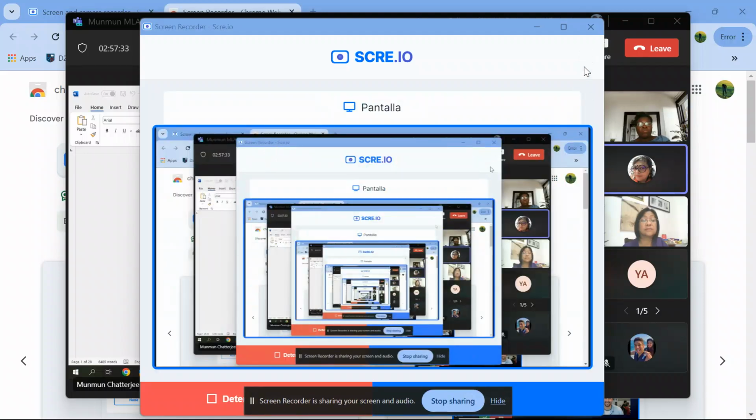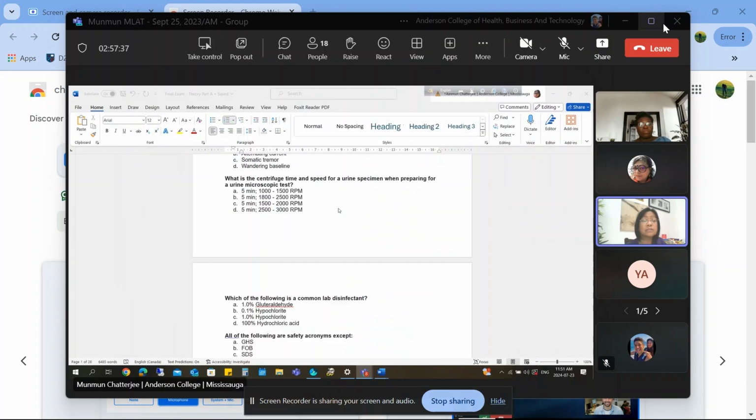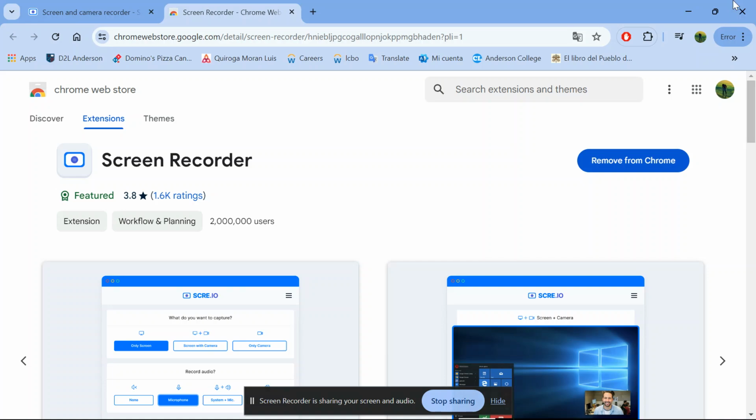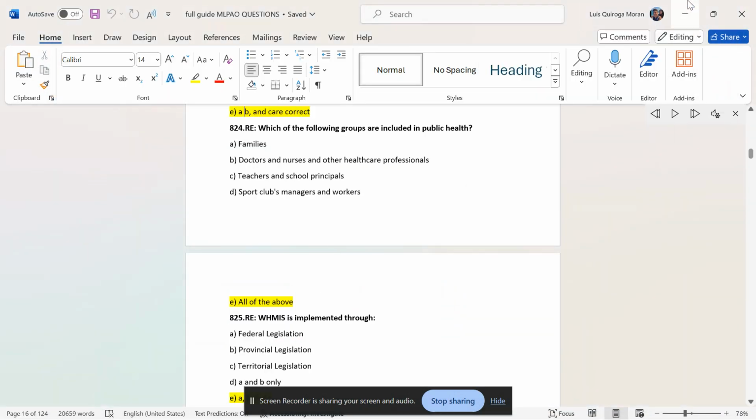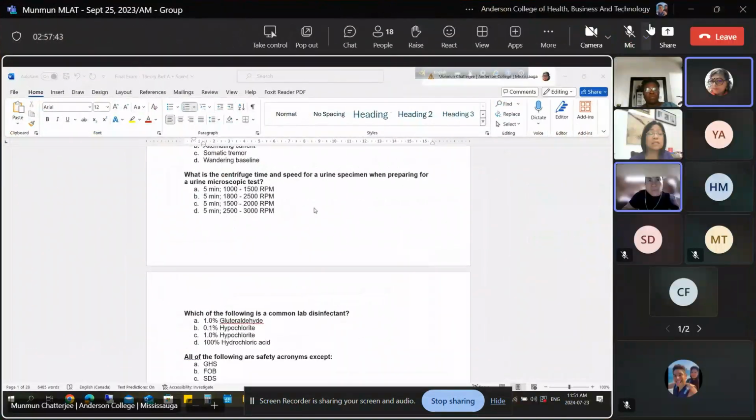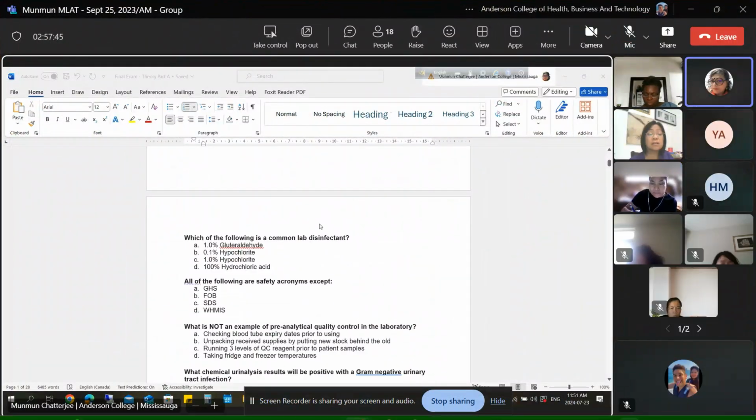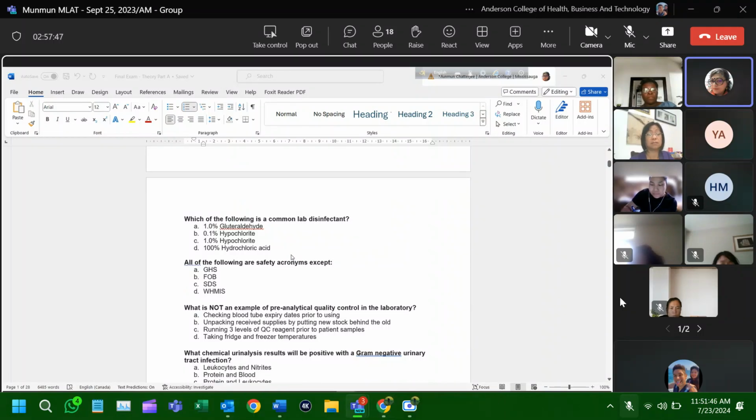Microscopic test. 10K. 1K. A. 5 minutes. It's A. 5 minutes into 1.5 minutes. RPM. 1500 RPM. So you know all the answer. I'm just trying to refresh you guys.